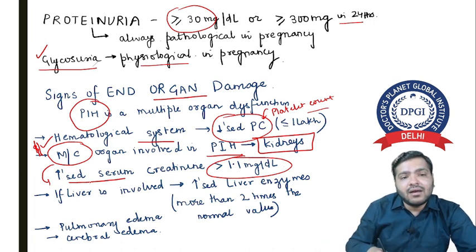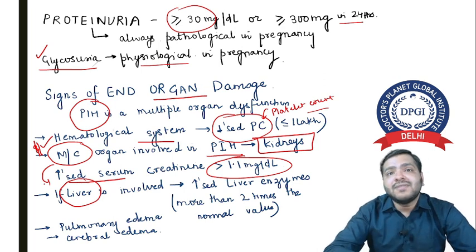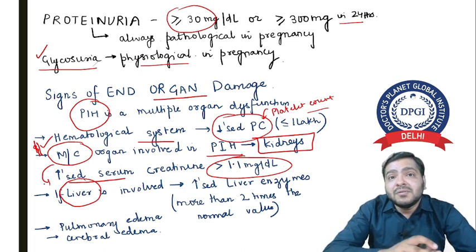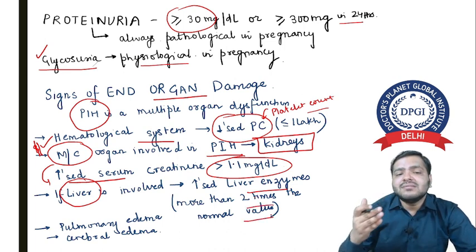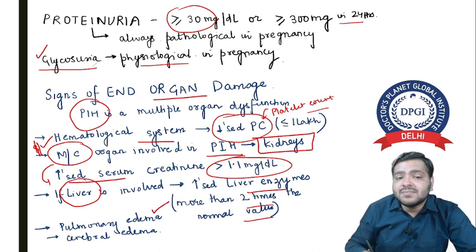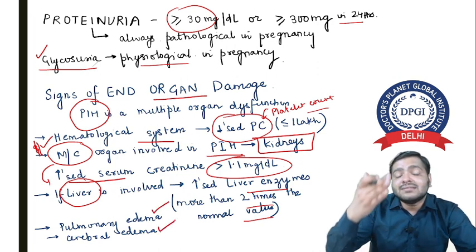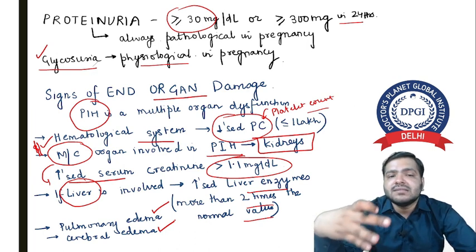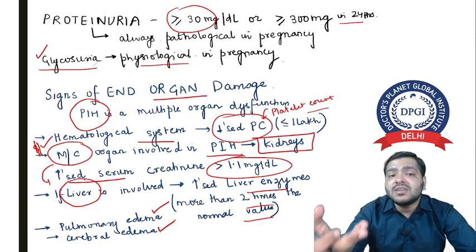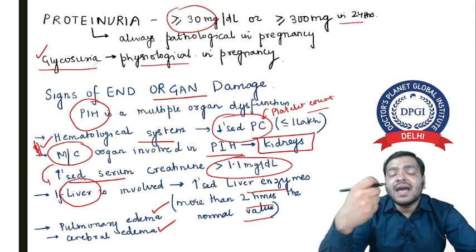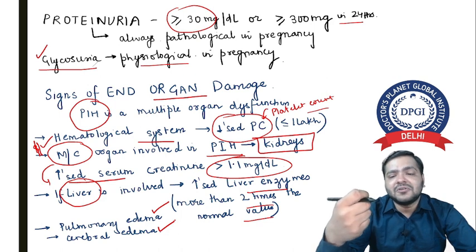Now, it's a multiple organ dysfunction, and if the liver is involved, what will happen? The liver enzymes will be increased twice, or more than 2 times the normal value. Apart from that, what other things can you observe? You can see pulmonary edema plus cerebral edema, and all these things, hematological system, kidneys, liver, pulmonary edema, cerebral edema, all constitute the end organ damage. And this is proteinuria and end organ damage. That is again very, very important.